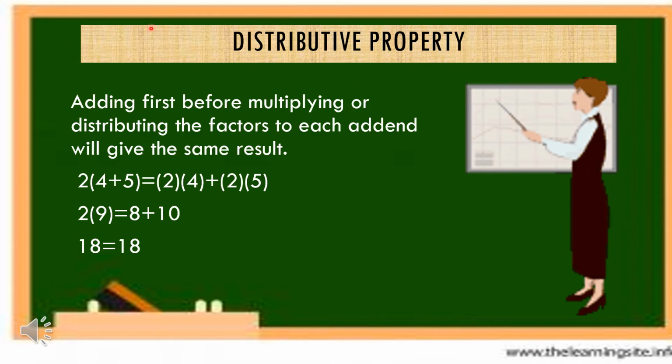We have distributive property. Adding first before multiplying, or distributing the factor to its addends, will give the same result. So, if we multiply 2 by the quantity of 4 plus 5, what is the quantity of 4 plus 5? The answer is 9. So, 2 times 9 is 18. Or if we distribute 2 times 4 plus 2 times 5, 2 times 4 is 8, and 2 times 5 is 10. 8 plus 10 equals 18, and that is distributive property.